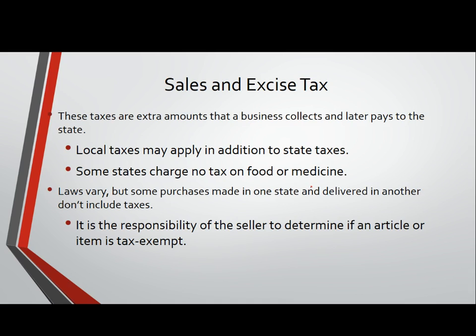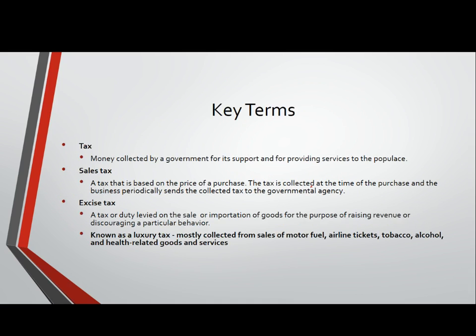Some things may be tax exempt. So some key words: tax is just money collected by the government for its support and for providing services to the populace. Sales tax is a tax based on the price of a purchase. It's collected at the time of the purchase, and the business periodically sends it to the government.